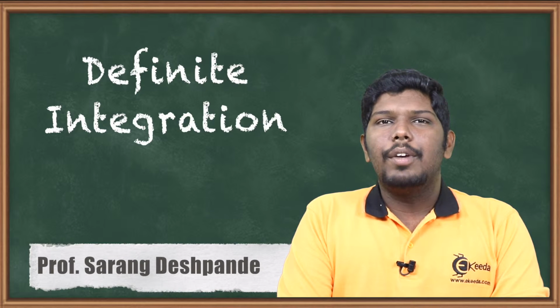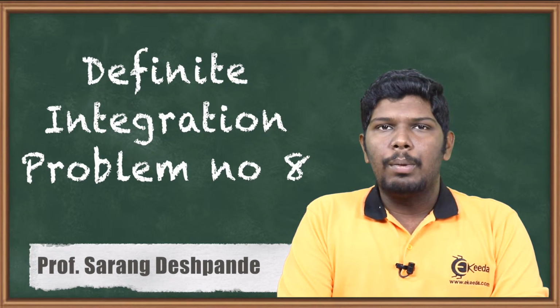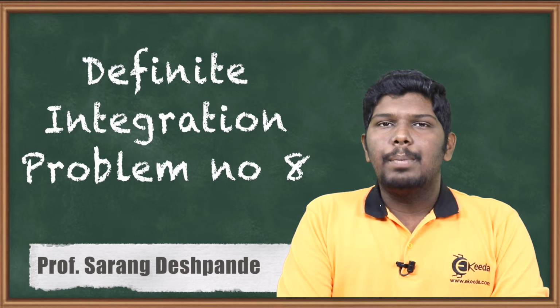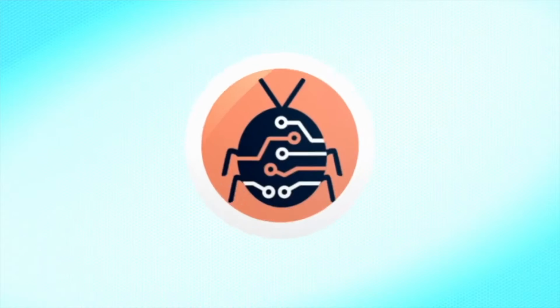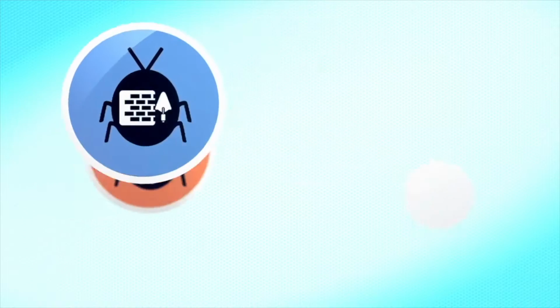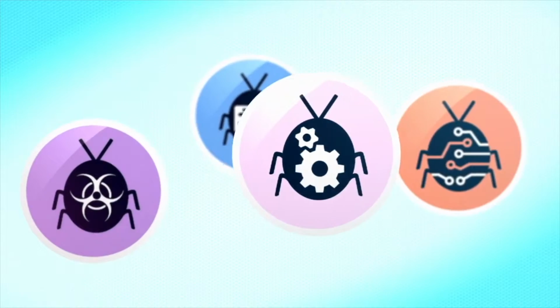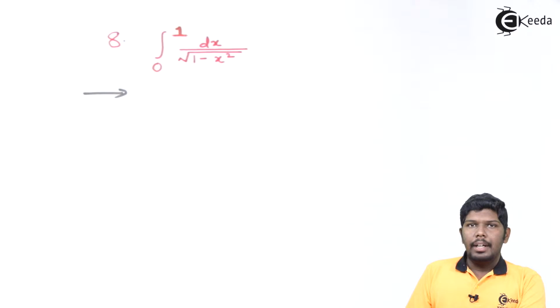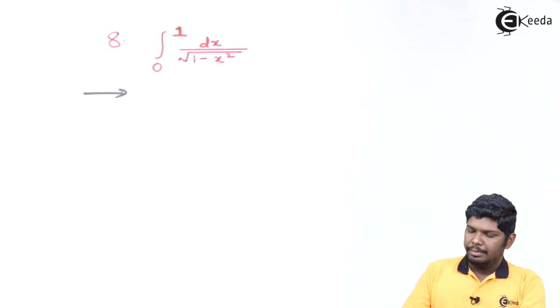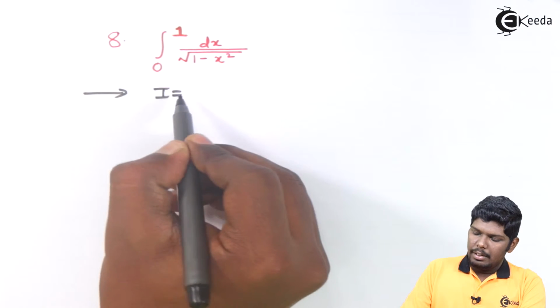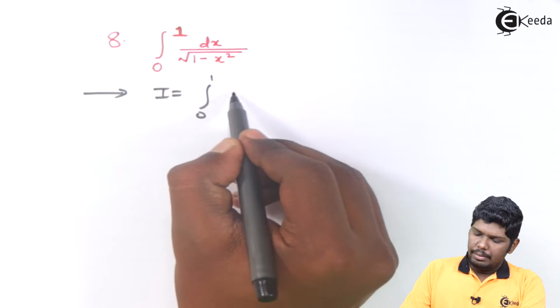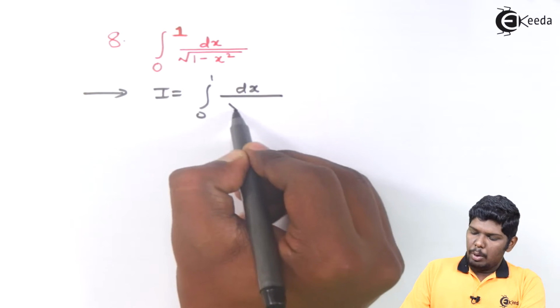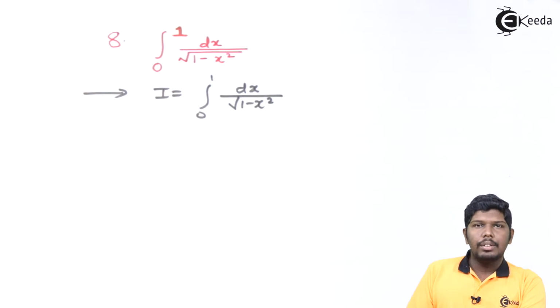Hello friends, in this video we are going to see one more problem on basic examples of definite integration. Let us start with problem number 8. Integral 0 to 1 dx upon under root 1 minus x square. Considering this as I, we have integral 0 to 1 dx upon under root 1 minus x square.